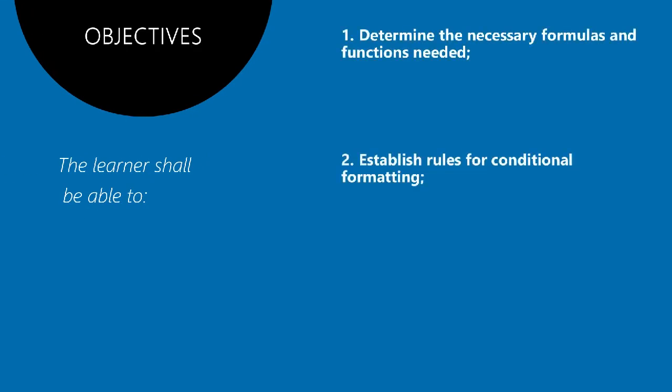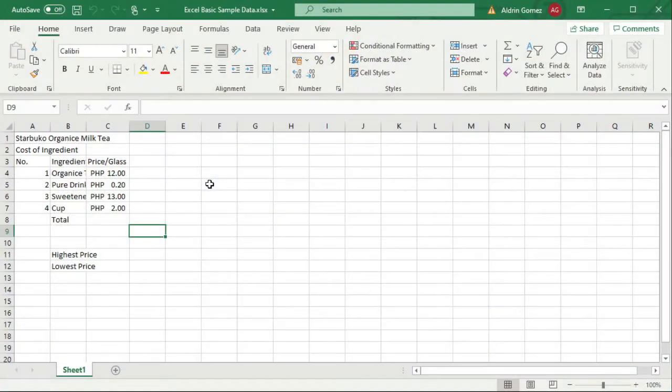Objectives of the lesson: you shall be able to, number 1, determine the necessary formulas and functions needed; number 2, establish rules for conditional formatting; and number 3, apply the formulas and functions. Here is the sample data of the product information that we'll be going to use.